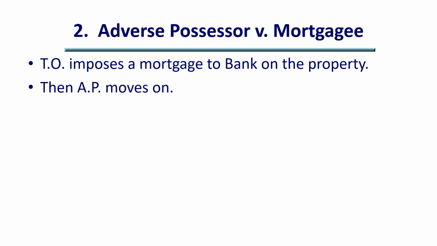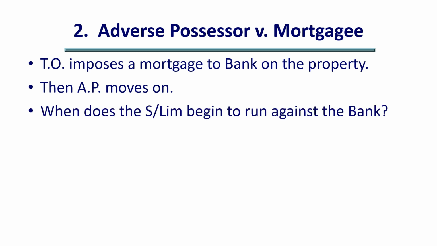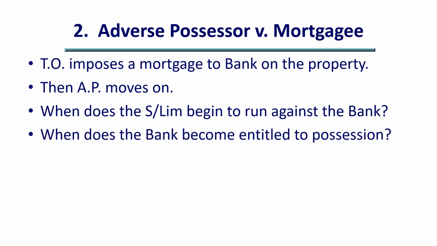After that happens, then an adverse possessor moves on the land, stays there for the required time period with all the right behaviors. When does the statute of limitations begin to run against the bank? Well, this is much like the situation of the future interest that we talked about a few minutes ago. A bank that holds a mortgage on the property in most states doesn't have the right of present possession of the property, and therefore no statute of limitations is running against the bank as long as all the bank has is simply a mortgage against the property.